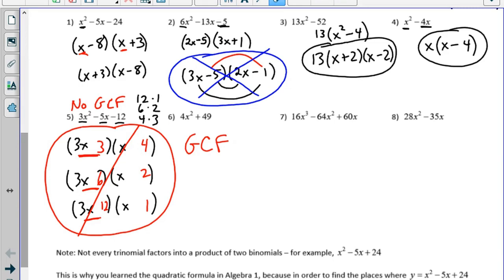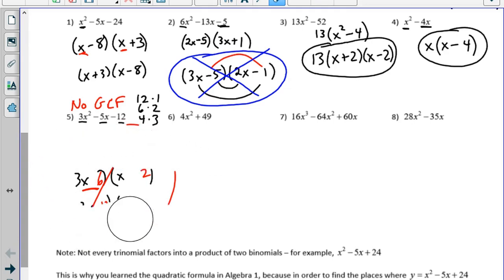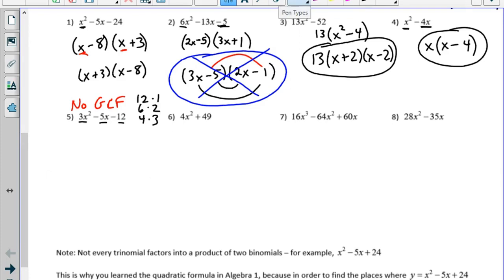It cuts them in half. I now don't even have to try any of these options. So that's really good. That's a huge benefit. Remember, there was no GCF in this problem, so I don't even have to think about those as potential options.